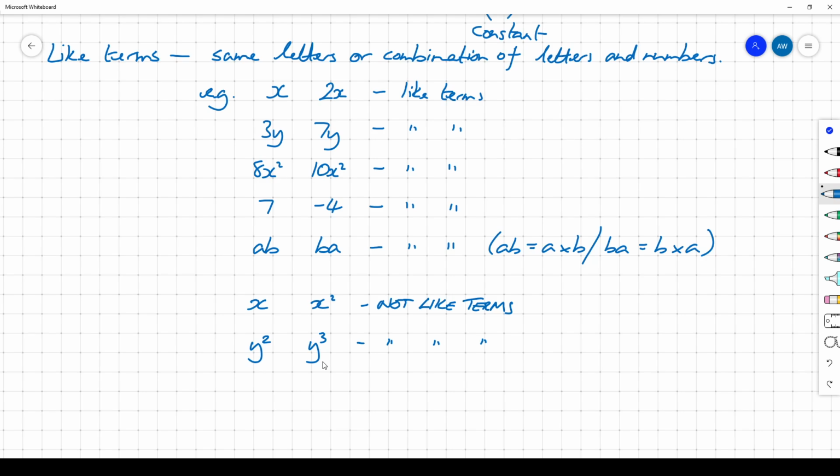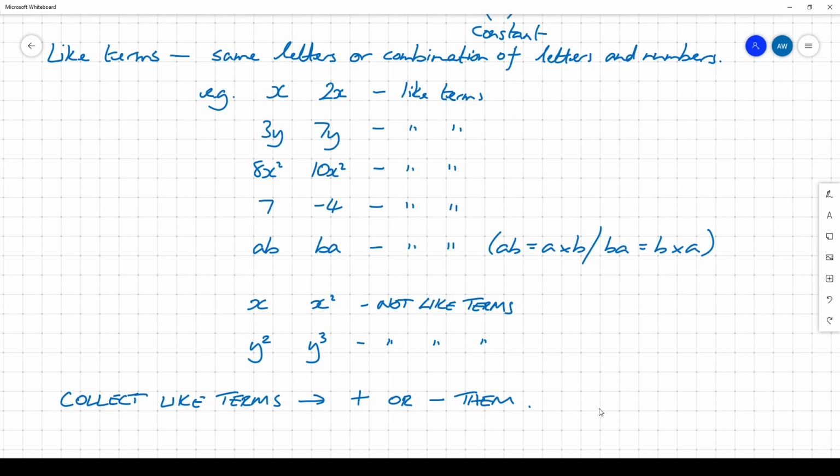Well, what I mean by collect, when we collect like terms, what we mean is add or subtract them. That's what I mean by collecting like terms. We add them up or we subtract them, okay, or a combination of that. So let's have a look at a quick example.